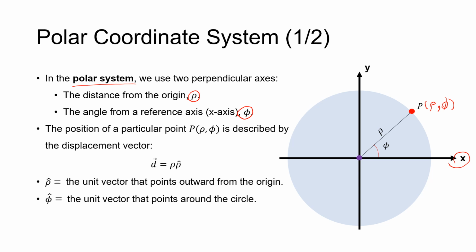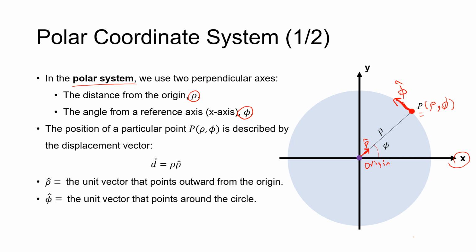In this case, the displacement vector connecting the origin and the point P will be equal to rho multiplied by the unit vector rho, and again the unit vector rho is the vector that points outward from the origin. And for the unit vector phi, you are rotating in a circle, so the tangent to this circle will be the unit vector phi.